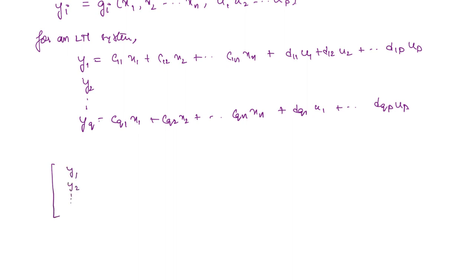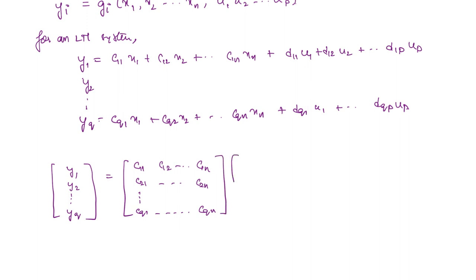y1, y2 and so on till yq will be equal to c11, c12 and so on till c1n, c21 and so on till c2n, and this is going to be cq1 and so on till cqn. Okay. What will be the state variables? x1, x2 and xn plus d11, d12 so on till d1p, finally dq1 and so on till dqp.